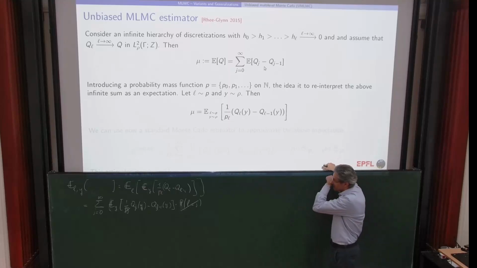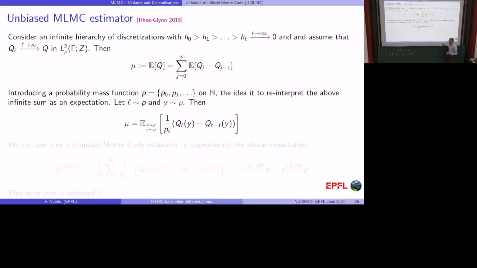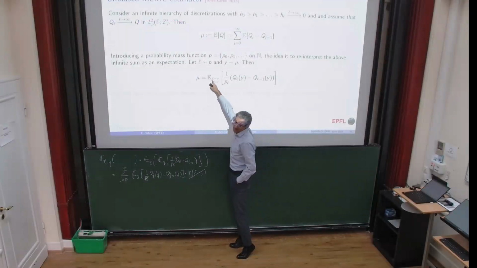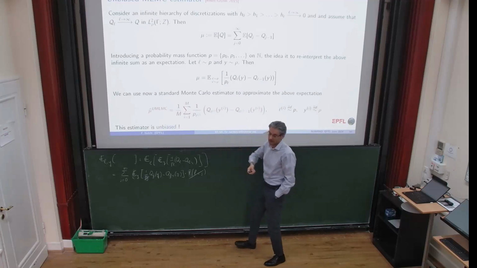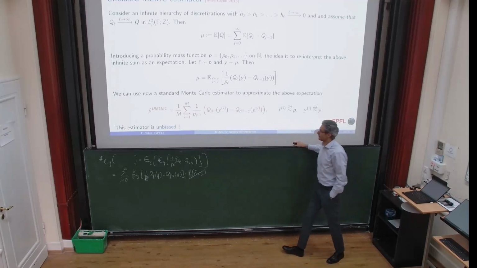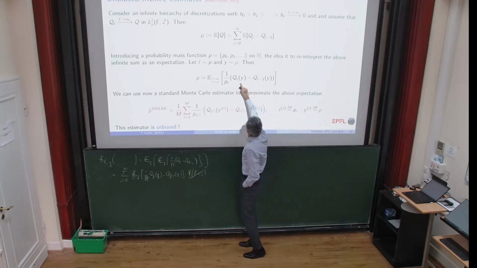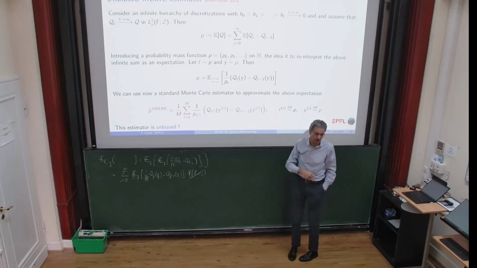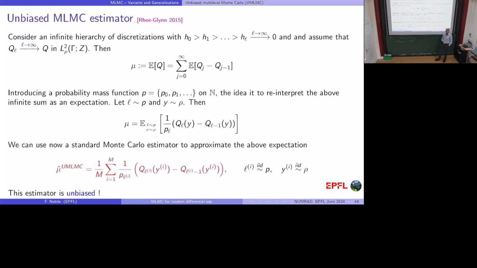Okay? So just a trick to interpret this infinite sum as an expectation over the integer valued random variable. And once I get to this point, the idea now is to do a simple Monte Carlo estimator on this expectation. What does it mean? It means that now I have to draw many times Y and L independently. Okay? So I draw M times these differences on a random level, where the random level is taken from this discrete measure.